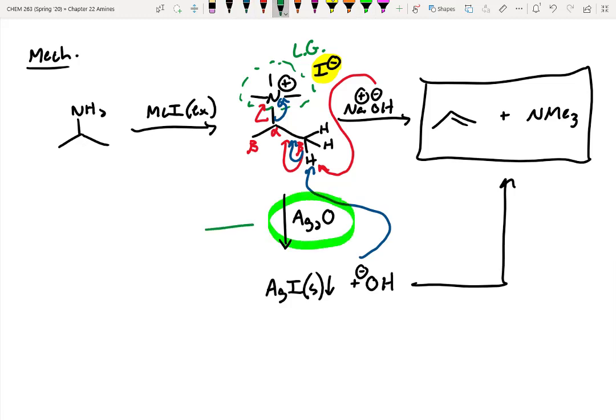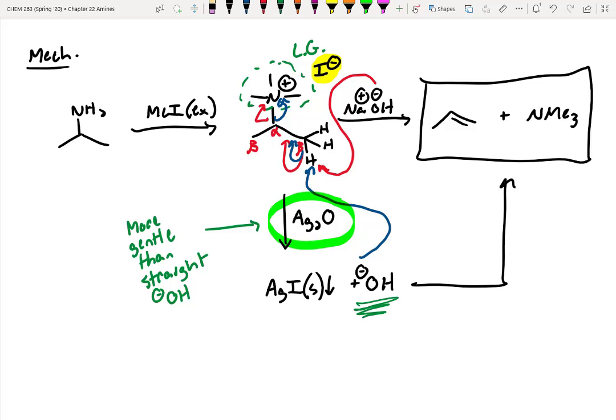This route is useful because it is less basic. It is more gentle. Even though we're generating hydroxide, the hydroxide that we're generating here is in a much lower concentration, and we're driving the formation of the hydroxide by precipitating out that silver iodide from solution. So it's another way to accomplish this Hofmann elimination.